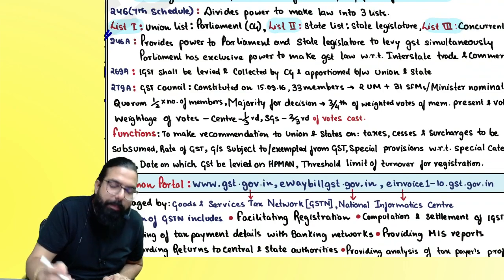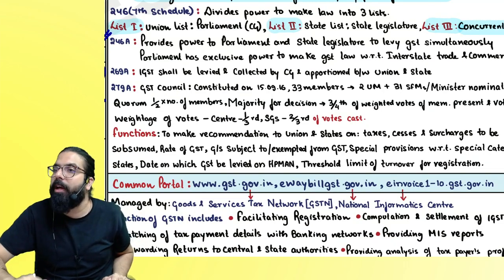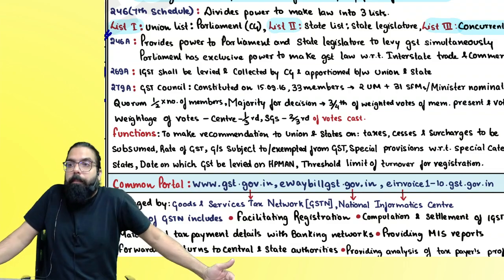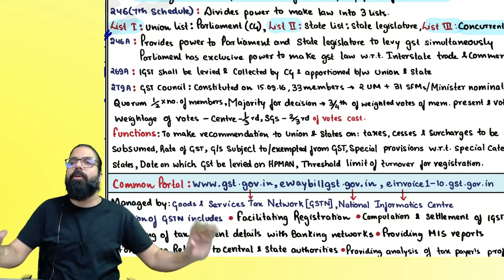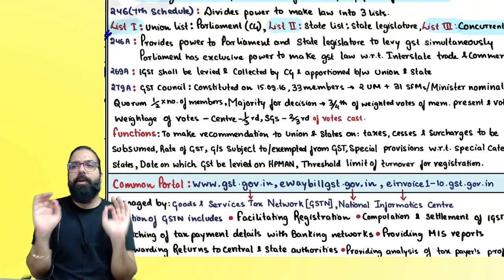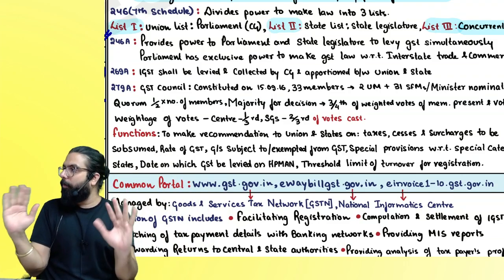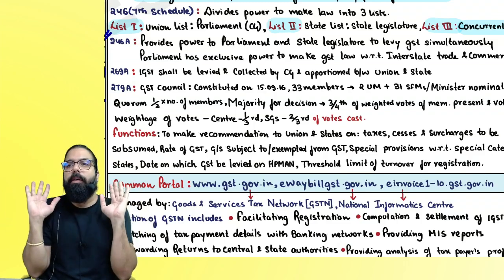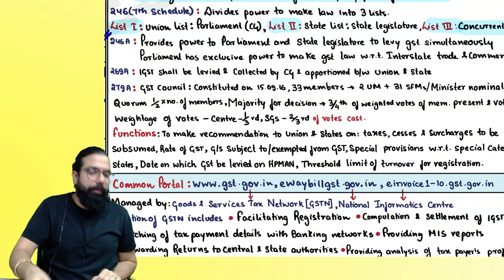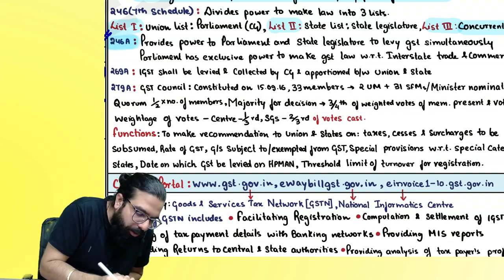But in list number 3, they did not put GST, because then the law made by the center will always be supreme. Parliament's law will always be supreme. They said, see, center and state should be equal, equal concurrent power should be given, and we'll make the law relating to GST. And to give equal power to both of them, they introduced article number 246A.